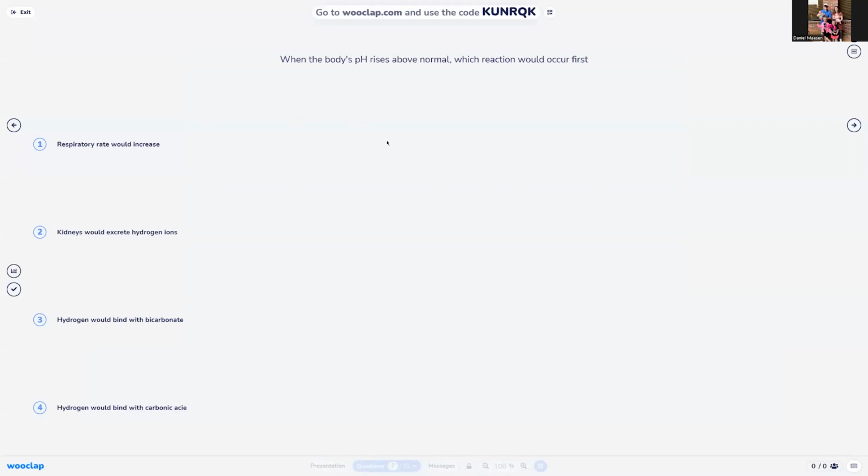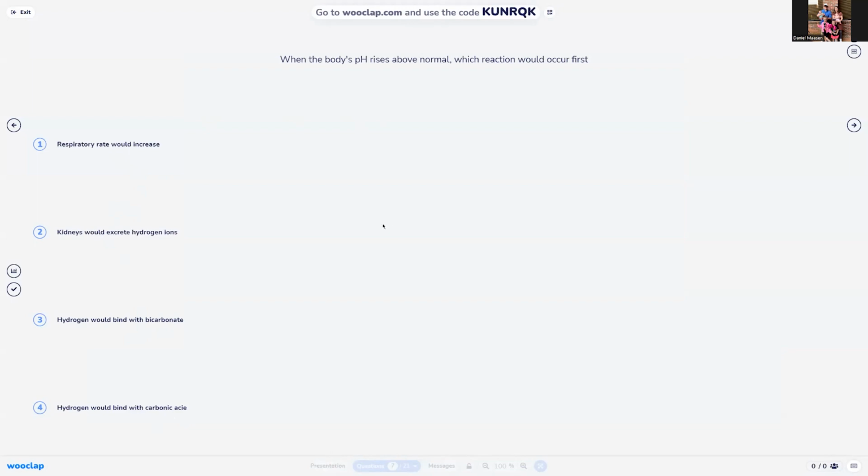So when the body's pH rises above normal, which reaction would occur first? We got four options. Respiratory rate would increase. Think about it. What happens if you breathe faster? Kidneys would excrete hydrogen ions. Hydrogen would bind with bicarbonate. Hydrogen would bind with carbonic acid.